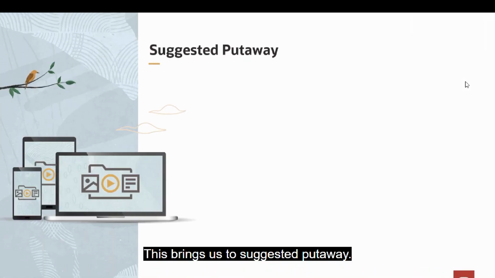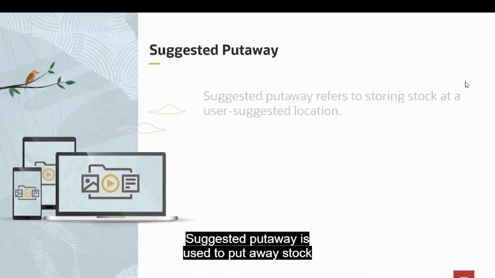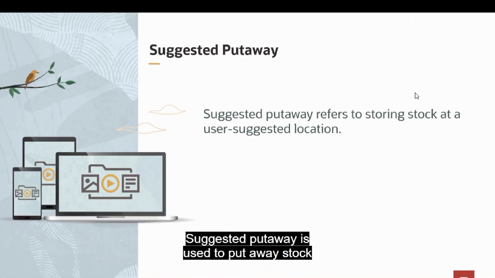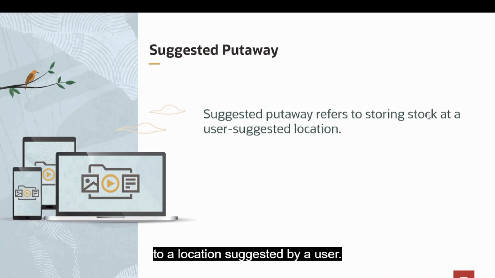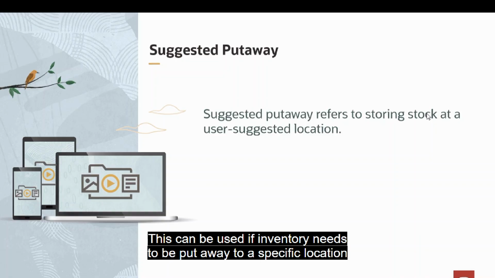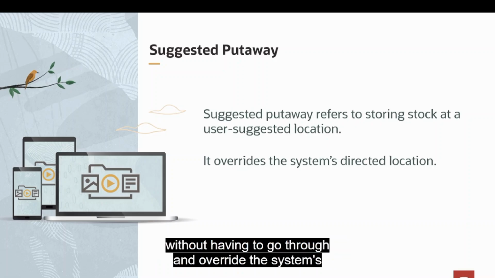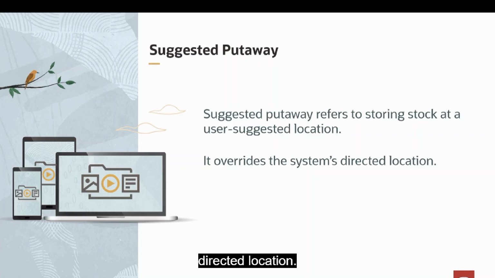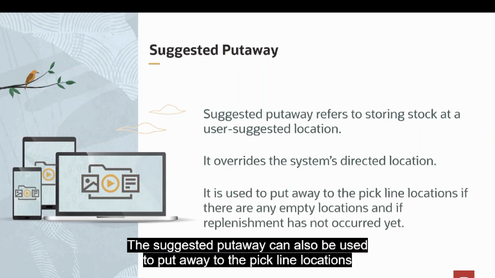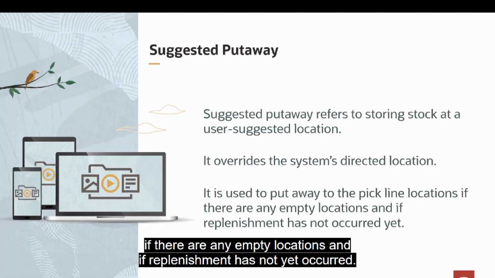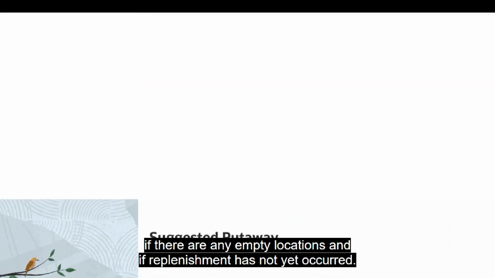This brings us to suggested putaway. Suggested putaway is used to put away stock to a location suggested by a user. This can be used if inventory needs to be put away to a specific location without having to go through and override the system's directed location. The suggested putaway can also be used to put away to the pick line locations if there are any empty locations and if replenishment has not yet occurred.